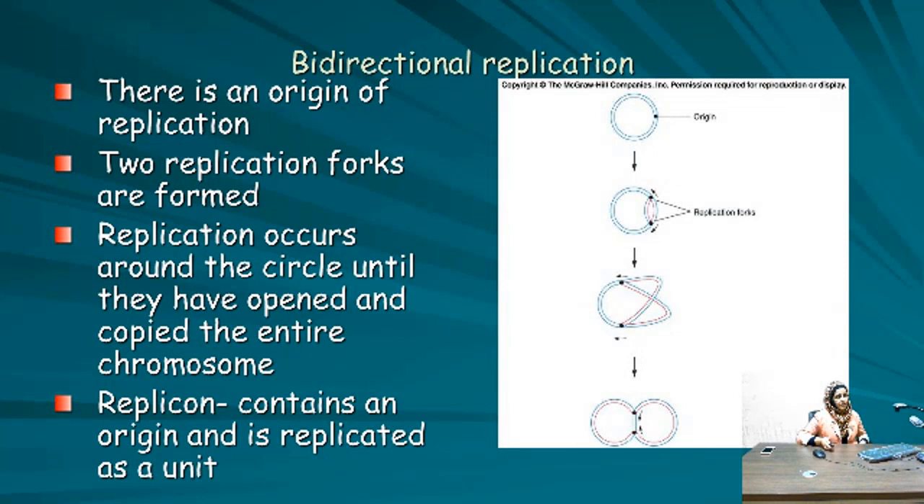Bidirectional replication: there is an origin of replication, as in this figure. Step 1, the origin of replication opens the double strand. Step 2, replication forks are formed in two directions. Replication occurs around the circle until they have opened and copied the entire chromosome. So the replication occurs until the two replication forks meet, and the entire chromosome is copied at the same time. A replicon contains an origin and is replicated as a unit.